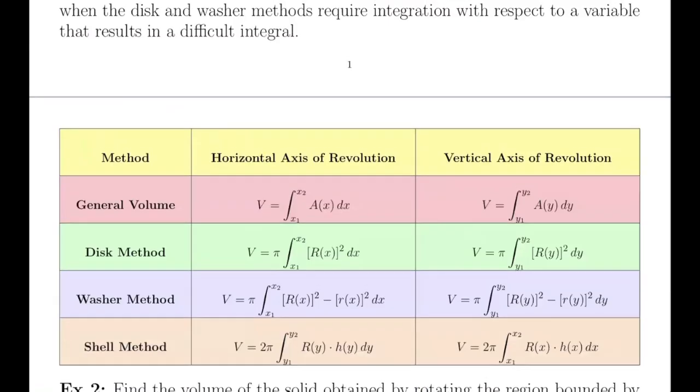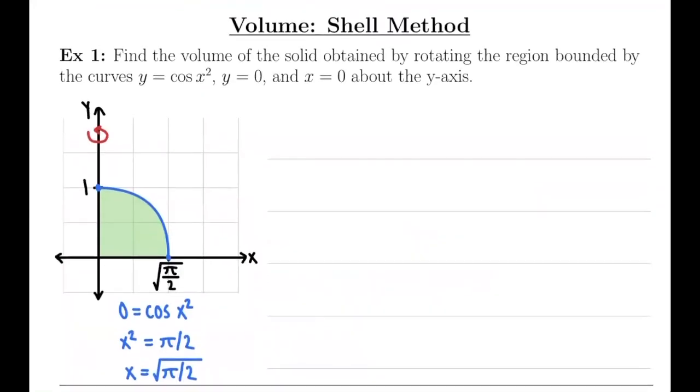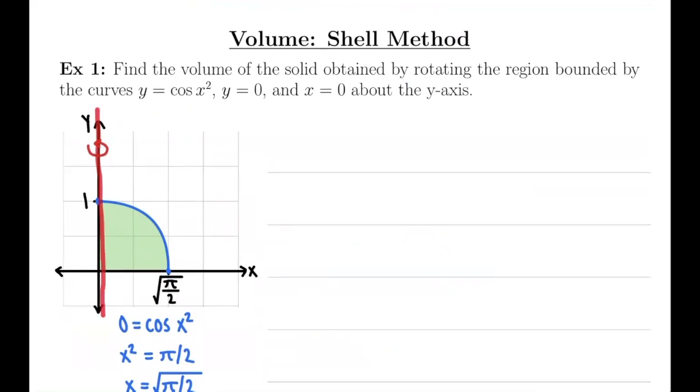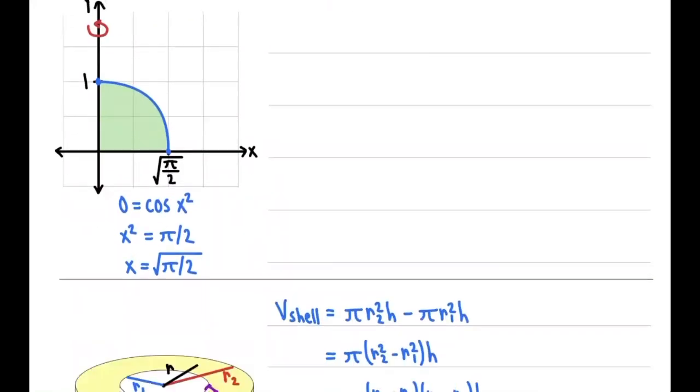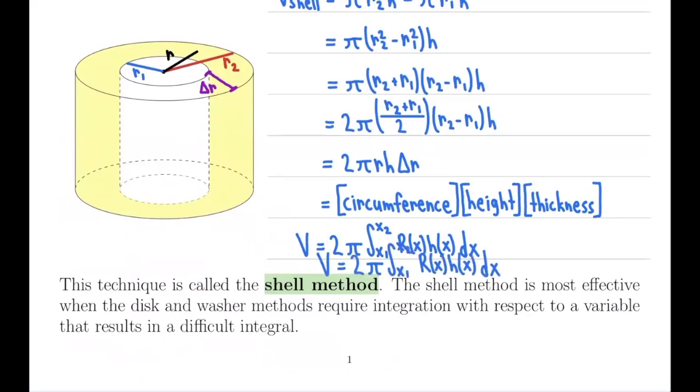So I said this a little earlier, but when you're using the shell method, the rectangular slices are parallel to the axis of revolution. But in the disk and washer methods, they were perpendicular to the axis of revolution. So now it's reversed for the shell method. If you have a horizontal axis of revolution, everything is in terms of y now. And when you have a vertical axis of revolution, everything is in terms of x for the integral. So we have a vertical axis of revolution, so our integral is going to be with respect to x. We're going to use this formula right here.